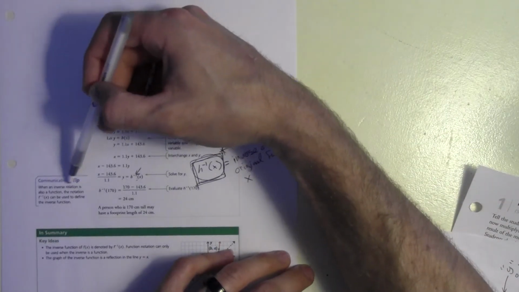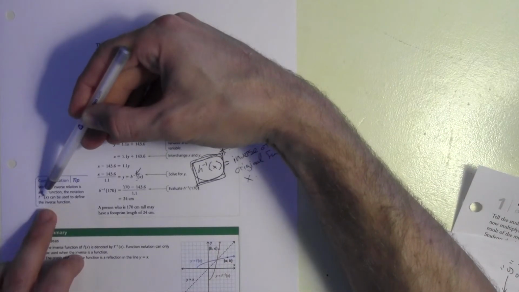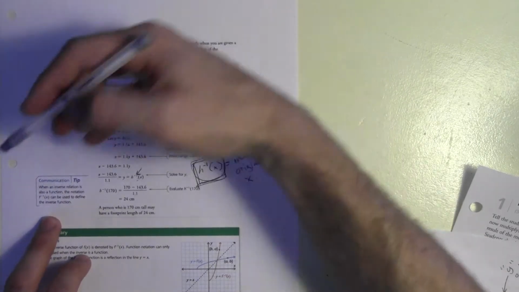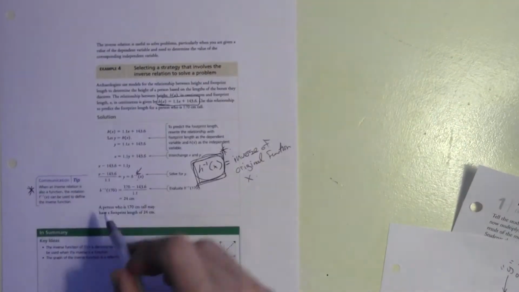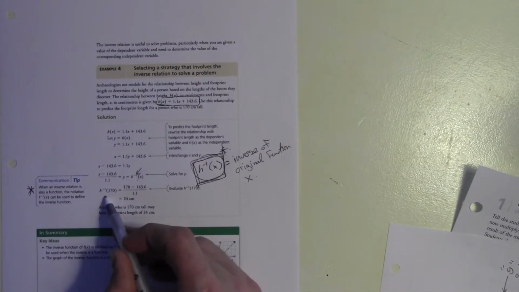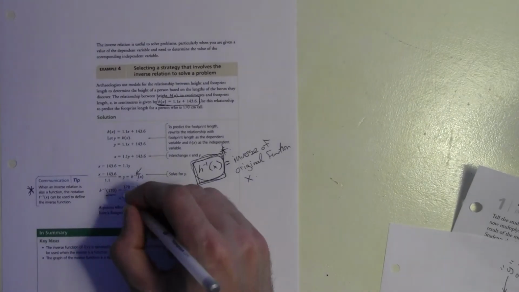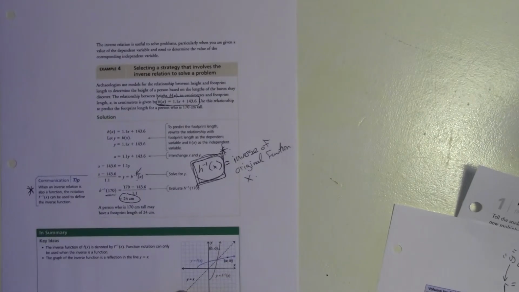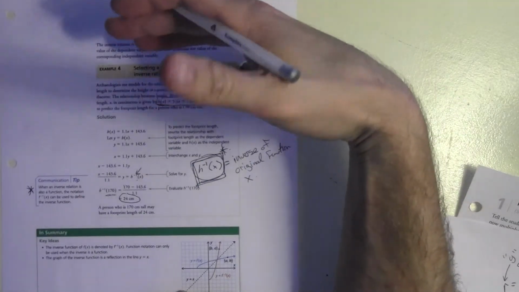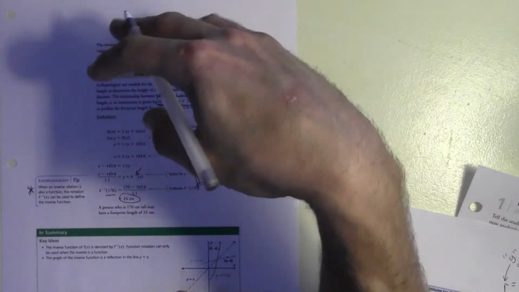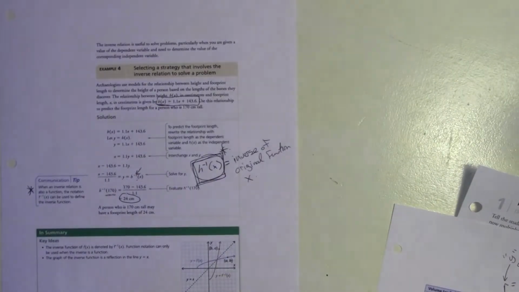So it says when an inverse relation is also a function, the notation f at negative 1 of x can be used to define the inverse function. It's important that we understand that. So there's our inverse function at the value of 170. So we're subbing in the value now of the height, and they solve for the footprint length. Okay, so it's just taking the equation that is established or given, reversing it so you can sub in what was the dependent variable now as the independent variable.